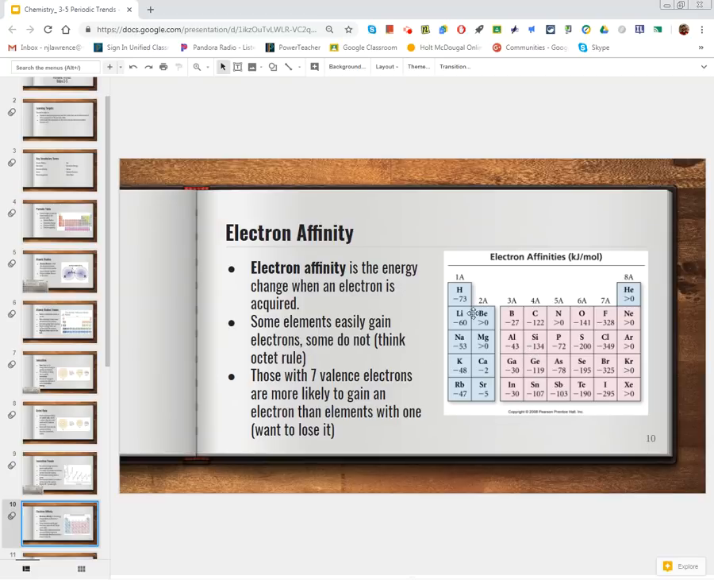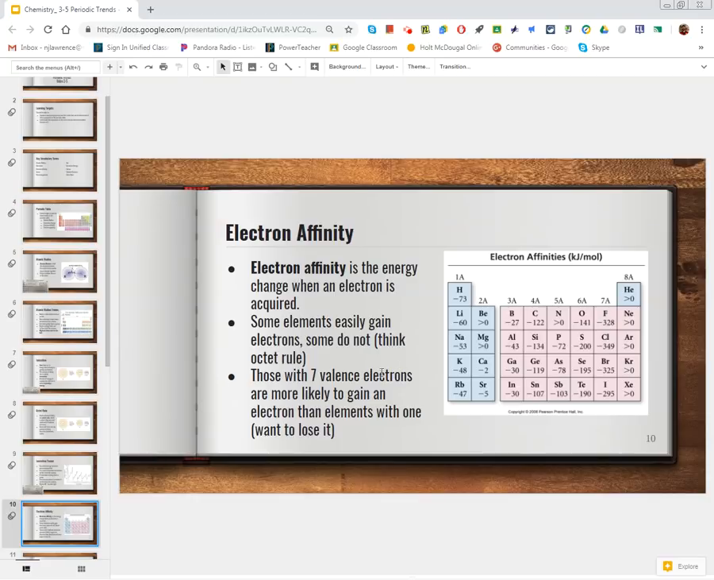On your periodic table and on this slide here, you can see that some elements are easy to steal an electron from, or to take an electron, and some don't. So electron affinity just shows us who is wanting to take an electron and who does not want to take an electron. When you think through this, again, think of the octet rule. What must an element do to have 8 electrons? If they're very close to stealing an electron, then the energy change will reflect that.